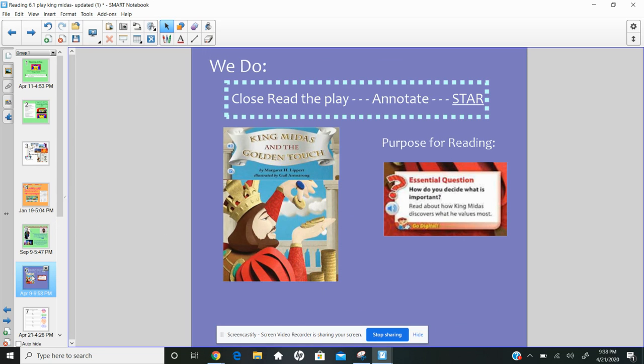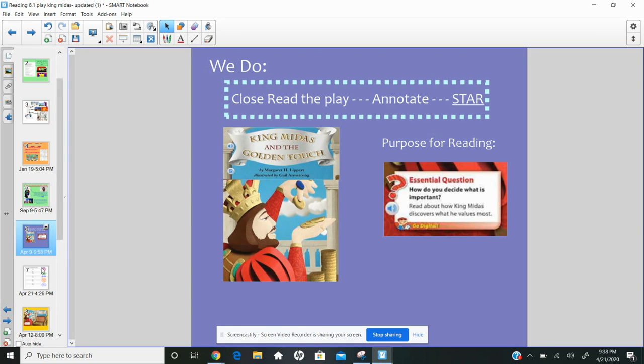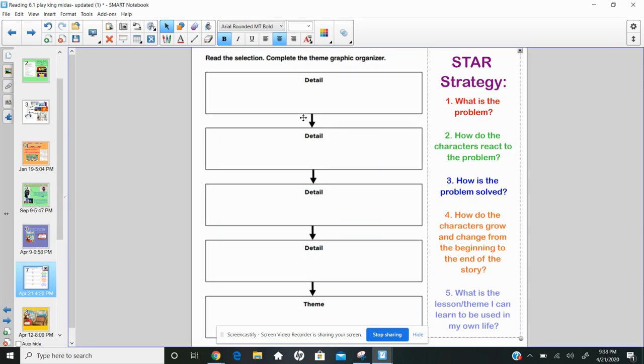And so the story we're going to read today is called King Midas and the Golden Touch. And the essential question that you talked a little bit about on Monday is, how do you decide what is important? Right? And so we're going to read about how King Midas discovers what he values most, what is most important in his life. And we're going to be using the STAR strategy when we annotate today. And we remember STAR means stop, think, and react. And we're going to be filling in this graphic organizer, detail, detail, detail, detail, and then theme.